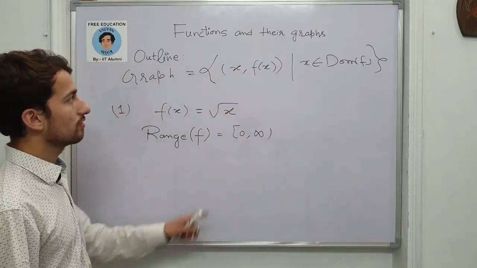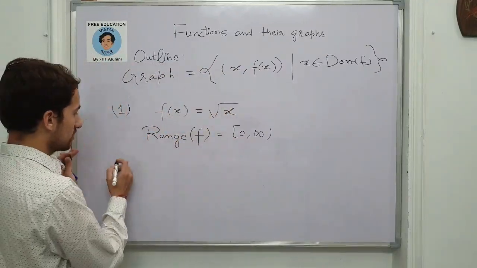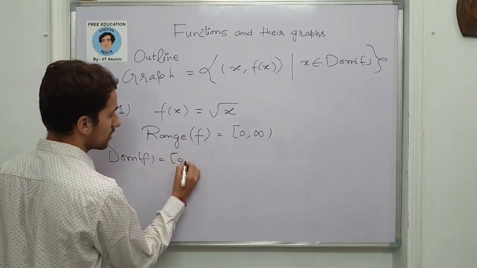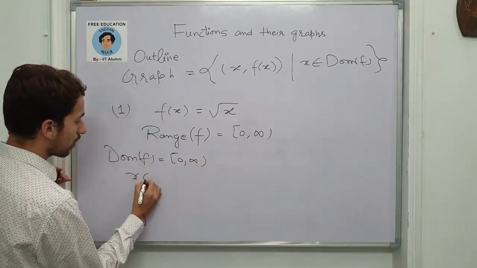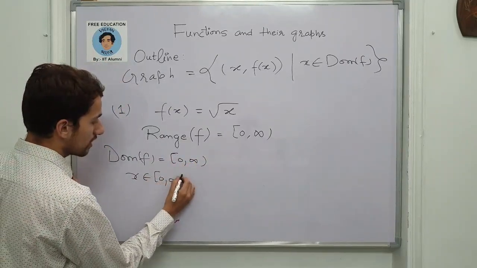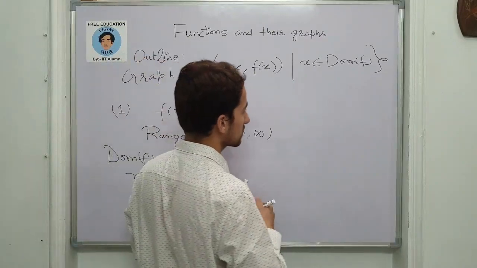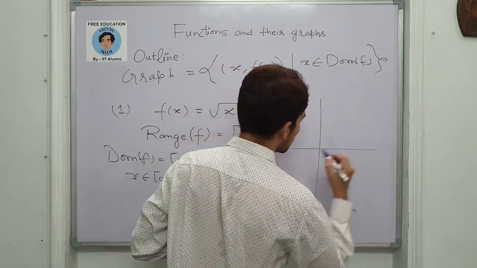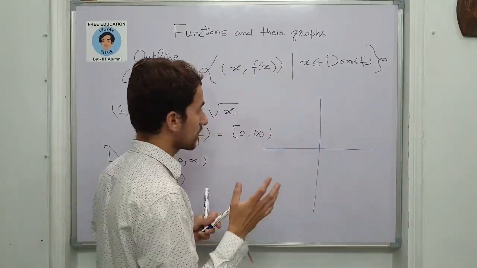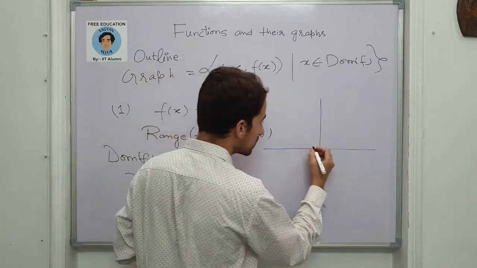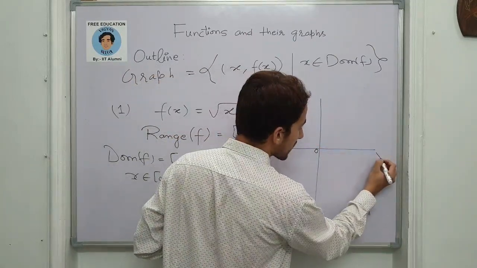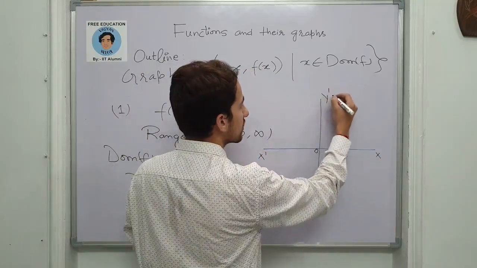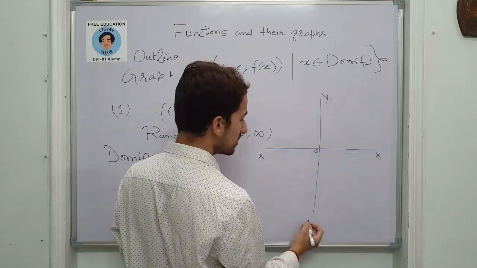In our case, if you recall, the domain of f was the interval 0 to infinity, that is, x belongs to this interval. Now if you try to plot it, let's make a good graph of it. Fine, this is our xy plane, the Cartesian plane basically. Here is the origin. This is the positive x-axis. This is the negative x-axis. Indeed, we don't require this for the time being. And this is the positive y-axis. This is the negative y-axis.